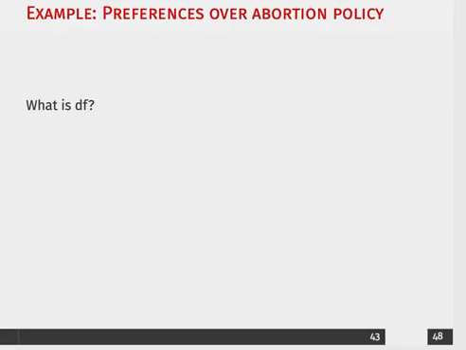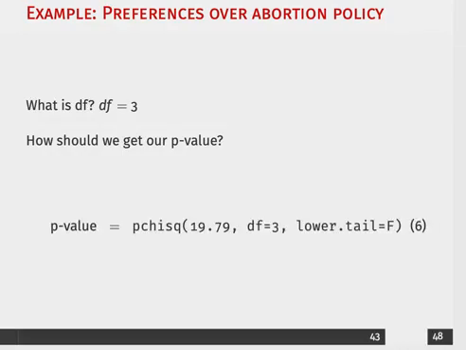So now that we know the different steps that we need to take in R, let's do this for our example. The degrees of freedom is 3, and we can get our p-value by plugging in the test statistic that we calculated before, which was 19.79, with our degrees of freedom, lower tail equals false, and we get an incredibly low p-value, almost 0.